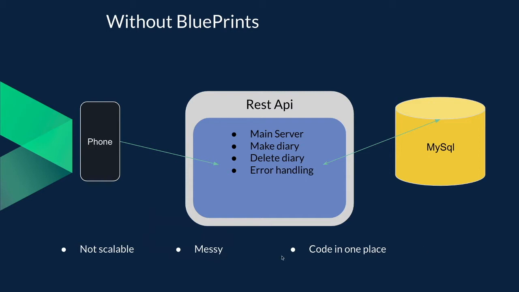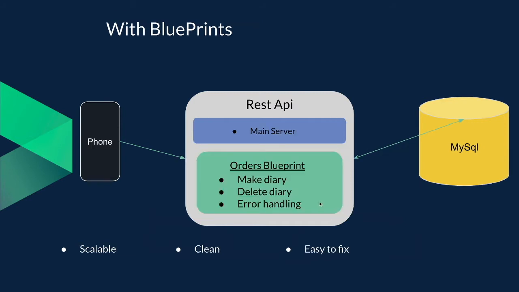Now let's add some blueprints. Let's see how this design looks now. With our blueprints, what we do is we take certain functionality and package it and keep it inside of the REST API. Therefore, the code is a lot more clean, scalable, and easier to fix.